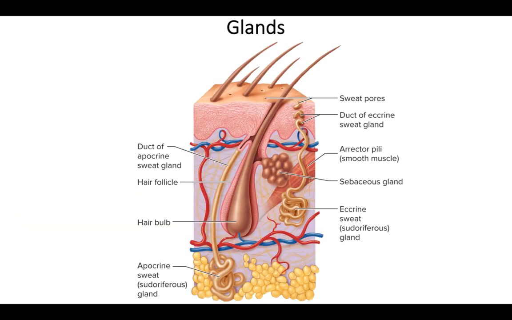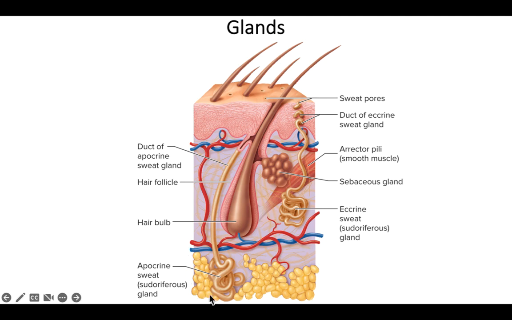Here's a nice drawing showing at least the sweat glands as well as the sebaceous gland. So there's your sebaceous gland. You always see it sticking off of a hair follicle, secreting that sebum up into that follicle. There's the eccrine sweat gland. So these glands are a little closer to the surface, so they're a little more superficial than the apocrine gland. They also have their ducts going directly to the surface of the epidermis.